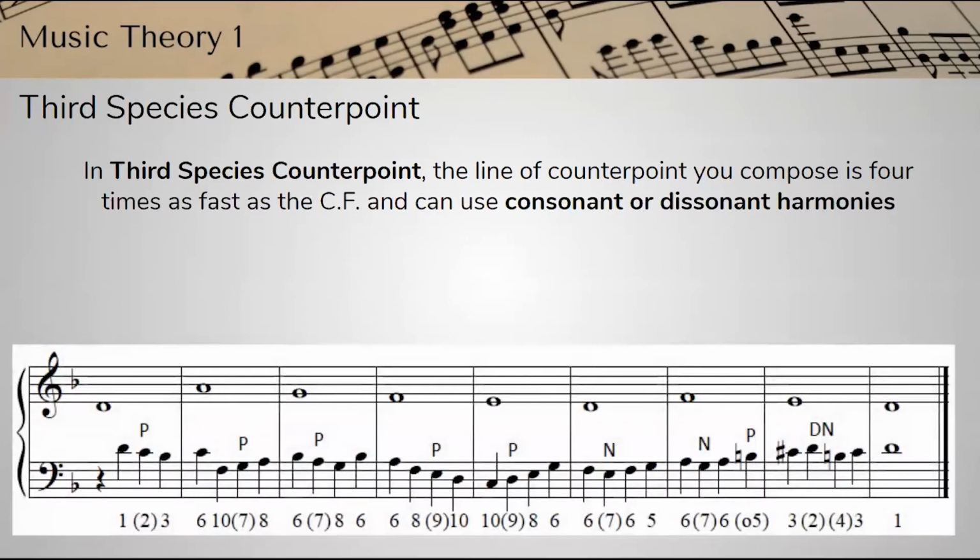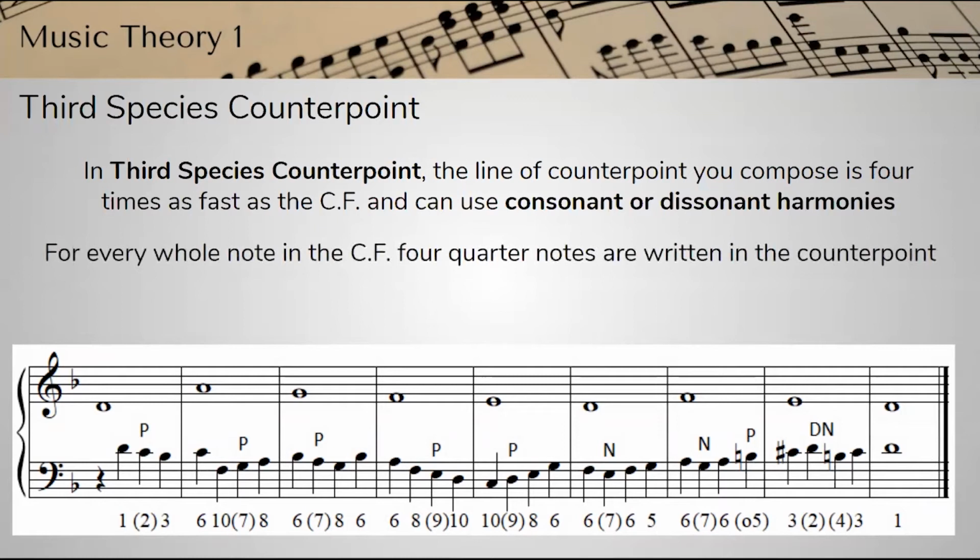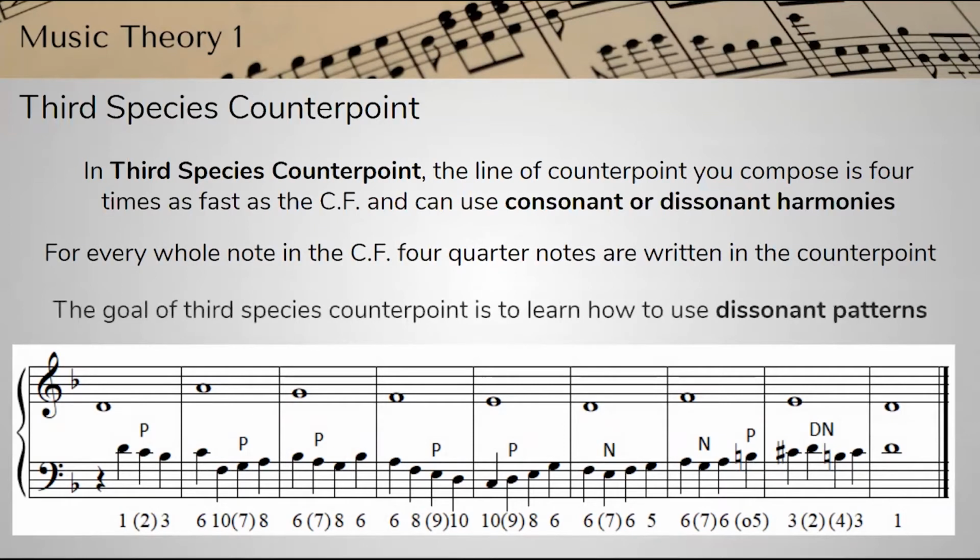So this is an example of what third species counterpoint looks like. And you can see that for every whole note, we have a quarter note, because there are 4 quarter notes in a whole note. So for every note of the cantus firmus, we're going to write 4 additional quarter notes at the same time. And the goal of the species is to learn how to use dissonant patterns. So let me play this and you can get an idea of what third species counterpoint sounds like.